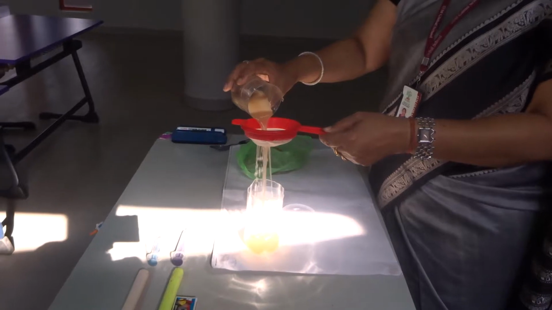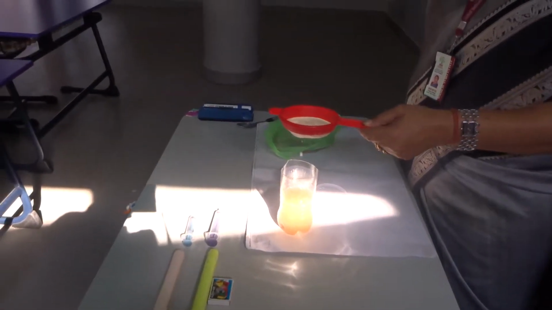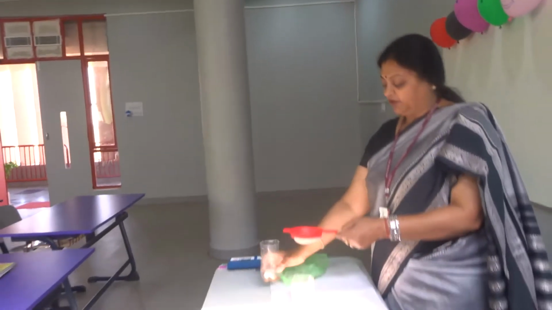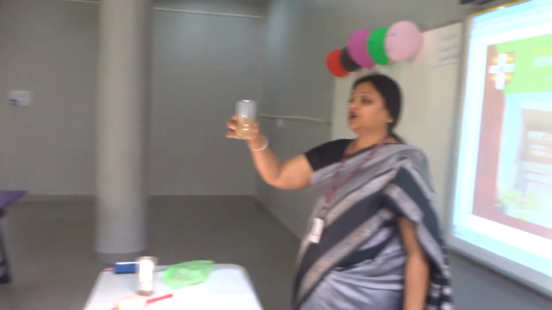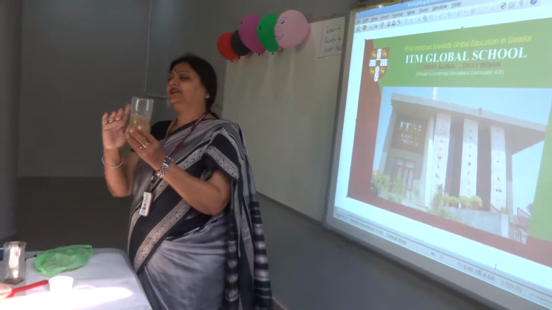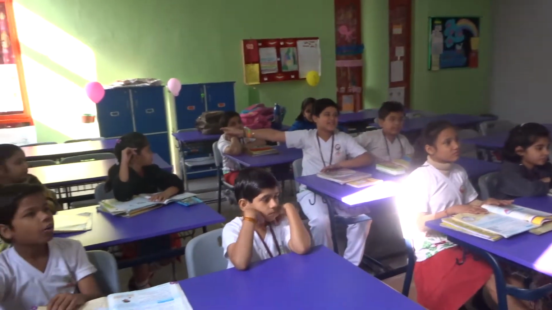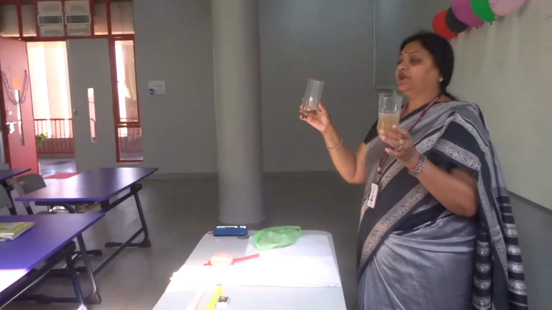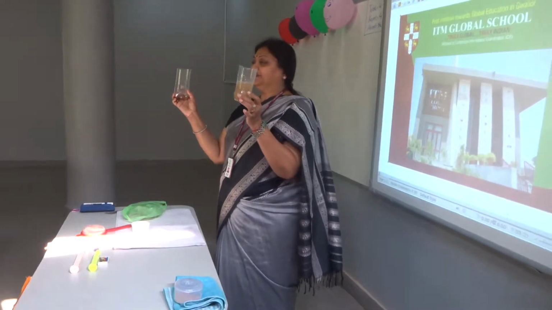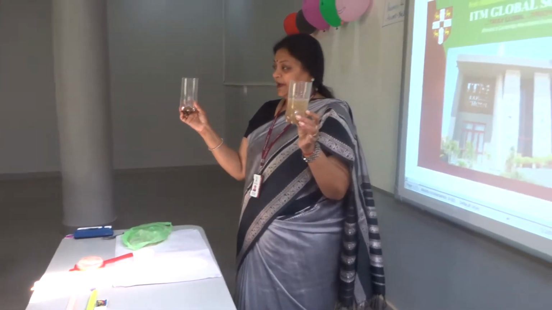Now what will happen when I filter it? What is going down? Sand is here. And what is there in this? Salt and water. Now this salt and water, how can I separate this salt and water? Now see, here salt has remained. Through filtration we have separated the sand, we have kept it separately, and the salt and water we have separated.